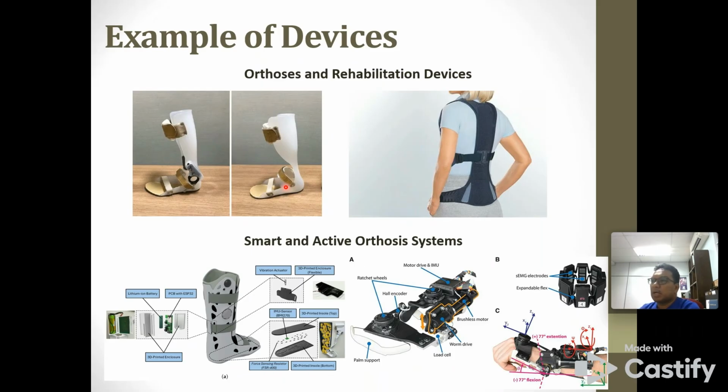But some kind of smart or active device can also be designed with the inclusion of sensors. You can include the sensors, and then you can have the brain, a controller inside the system, and then you can have a counter reaction like an actuator that can always align or counteract the movement based on the situation. This one, for example, is for the ankle, and this one for the wrist.